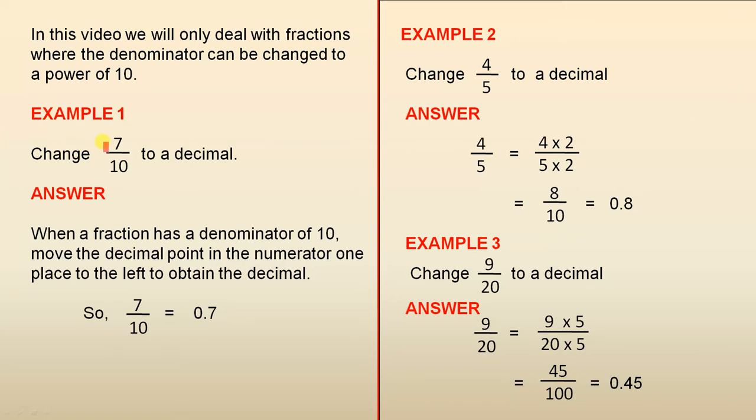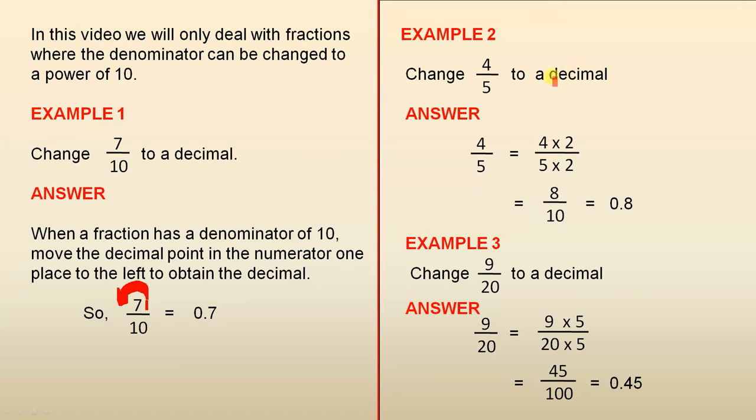Example 1, change 7 over 10 to a decimal. When a fraction has a denominator of 10, move the decimal point in the numerator one place to the left to obtain the decimal. So if we have 7 over 10, because we're dividing by 10, you remember in earlier videos I said the invisible decimal point was there. So because we're dividing by 10, we move it one place to the left. And that's why the answer is 0.7.